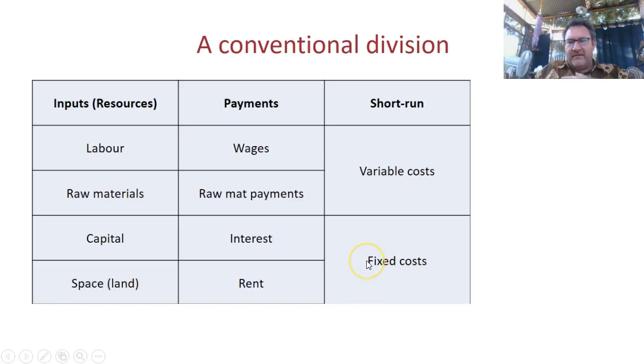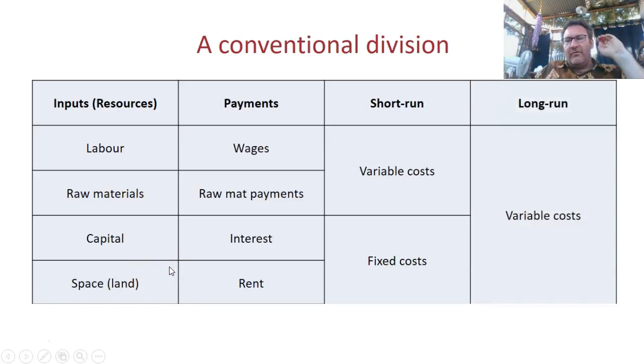In the long run, there are no fixed inputs. Labour, raw materials, capital, and space can be changed. And so all of the inputs are variable in the long run, and so we can say all of the costs of these inputs are variable in the long run, so we can label them all together as variable costs.